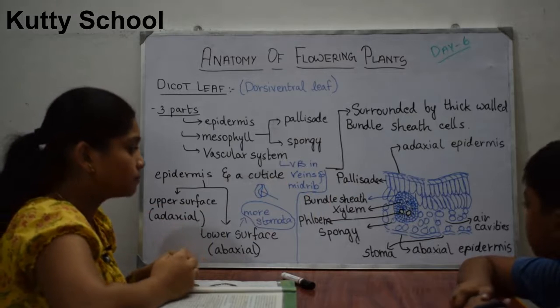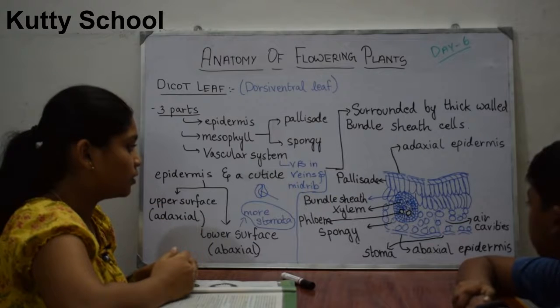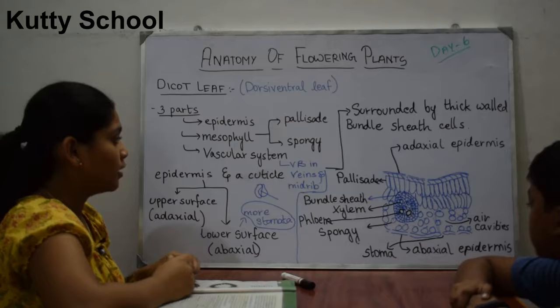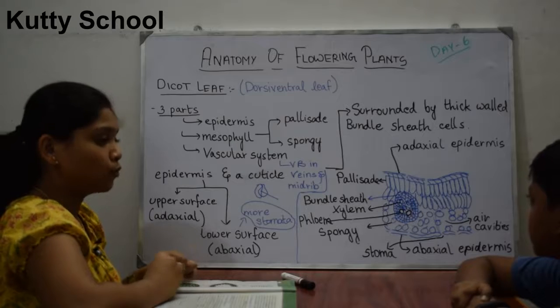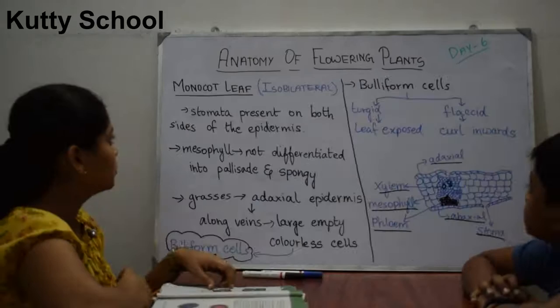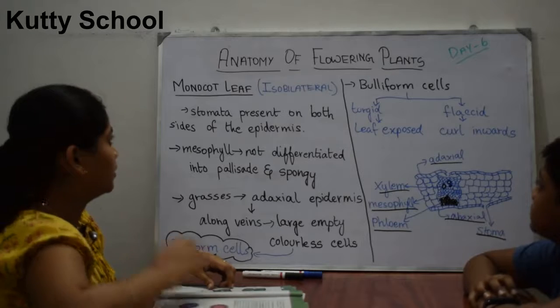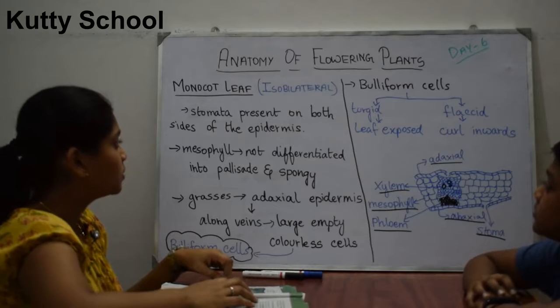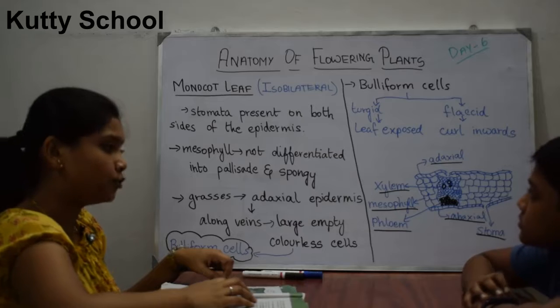So this is the anatomy of the dicot leaf, and next we are going to see the anatomy of the monocot leaf. This leaf is also known as an isobilateral leaf.